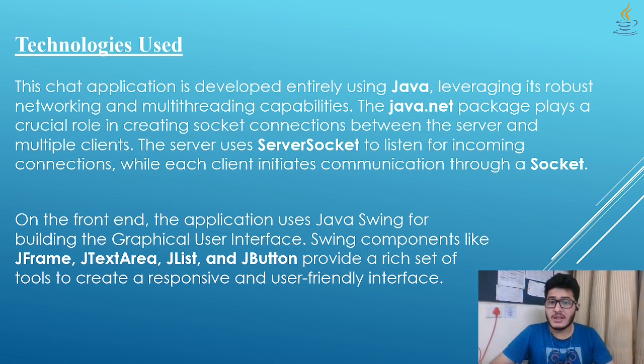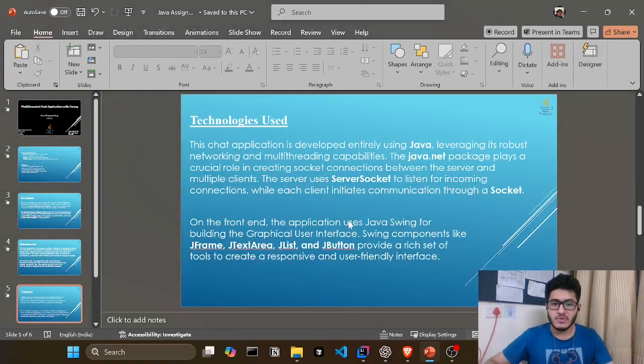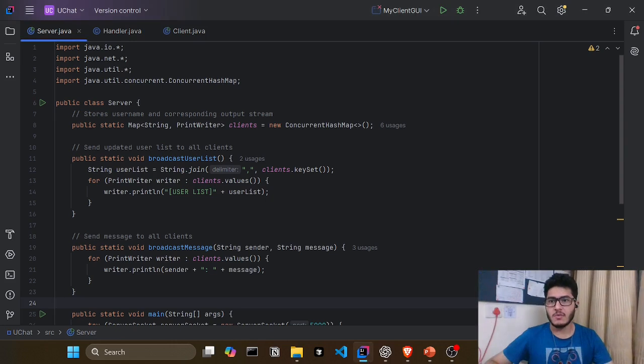On the other end, the application uses Swing GUI for building the graphical user interface. Swing components like JFrame, JTextArea, JList, and JButton provide a rich set of tools to create a responsive and user-friendly interface. Now, I would like to show you my project code, and then I will show you its working.